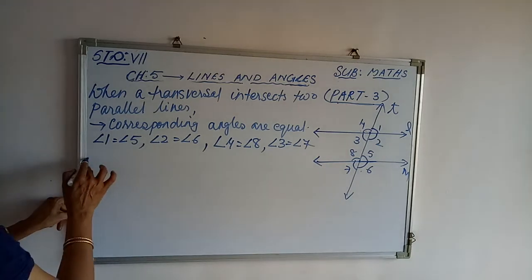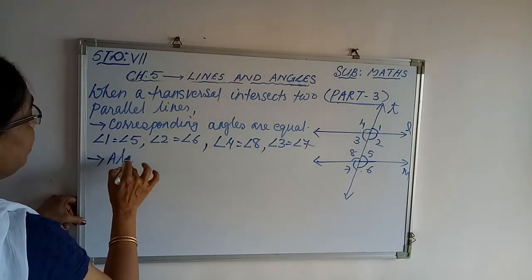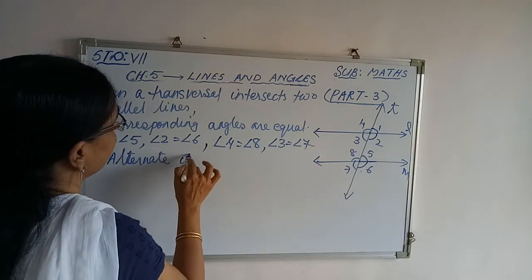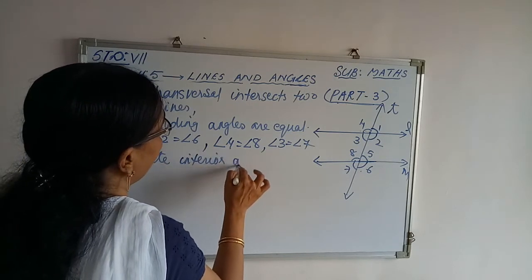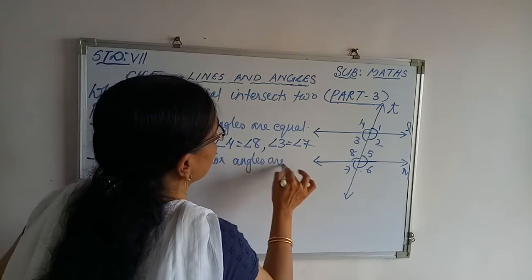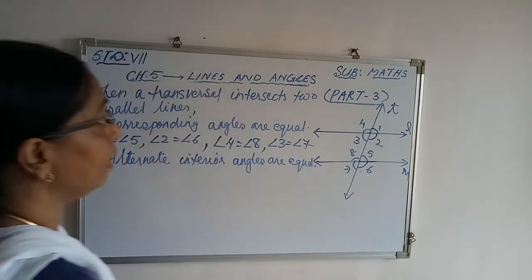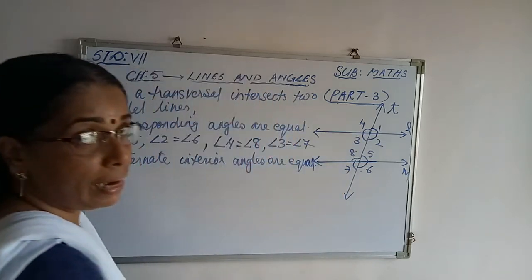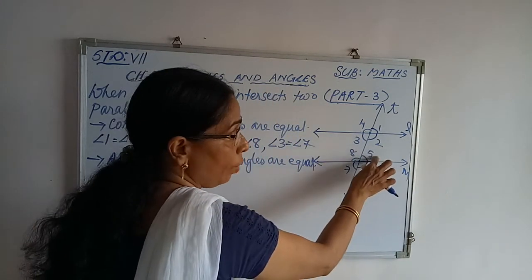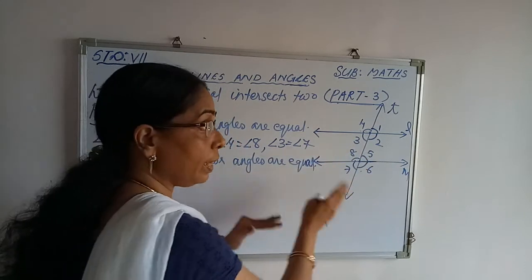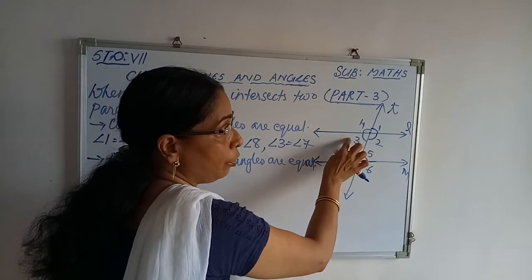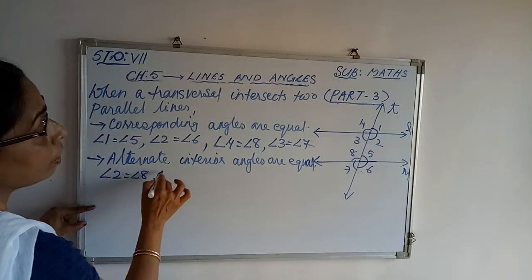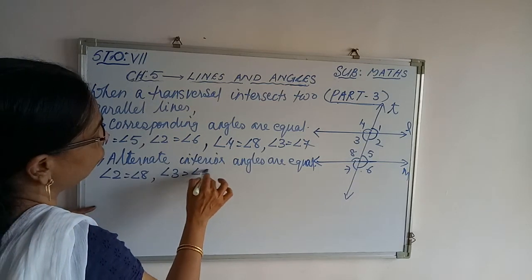Now, second one. Alternate interior angles are equal. Which are the alternate interior angles? First see which are the interior angles? 2, 5, 3 and 8. Then which are the alternate angle of 2? That is 8. That of 3 is 5. So we can write angle 2 is equal to angle 8. Angle 3 is equal to angle 5.